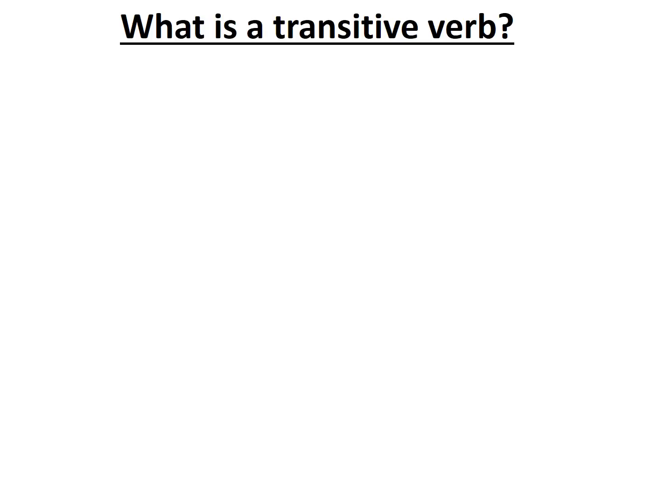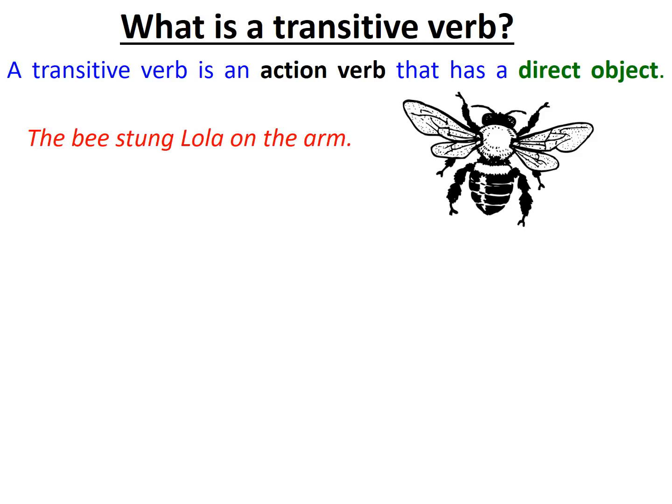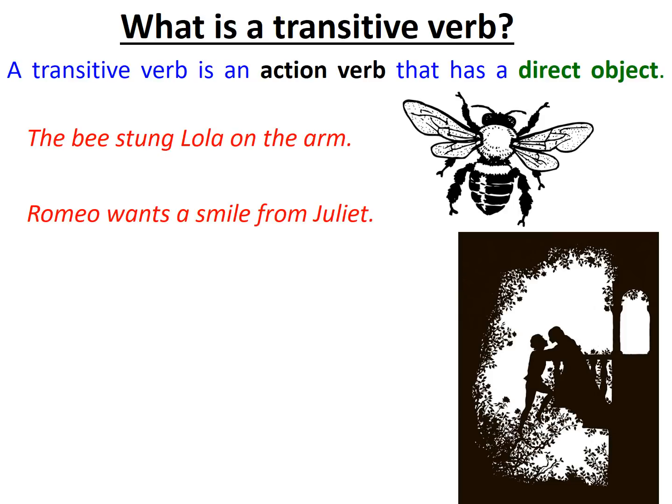In this video we'll be answering the question, what is a transitive verb? Well, a transitive verb is an action verb which has a direct object, so someone who receives the action that happens. Let's take, for example, the bee stung Lola on the arm, and Romeo wants a smile from Juliet.